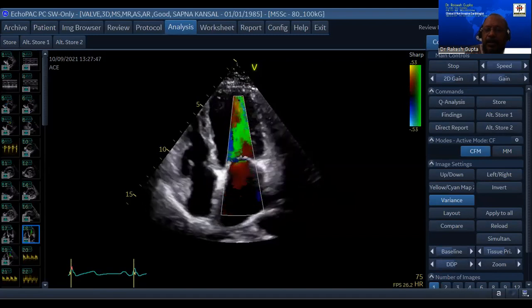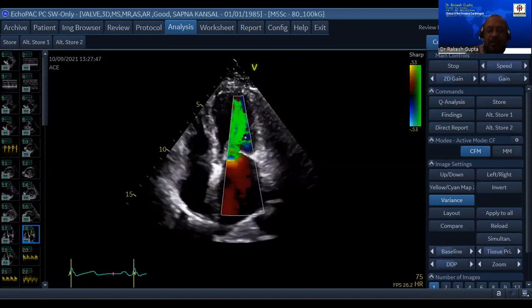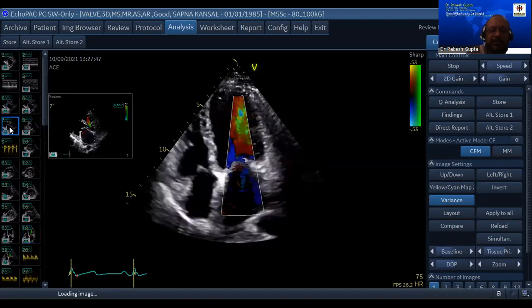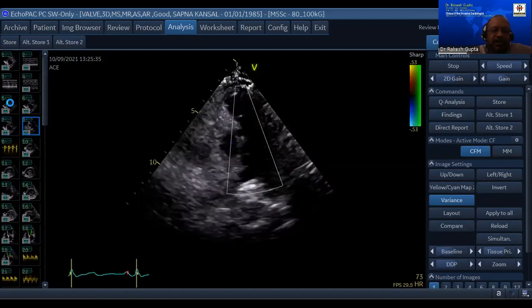Vena contracta is not in four-chamber view. Let's go to vena contracta first, because I like vena contracta a lot. Let me show you the vena contracta.